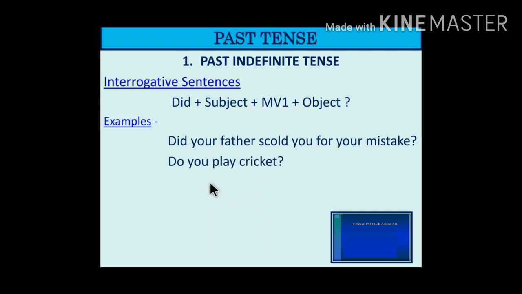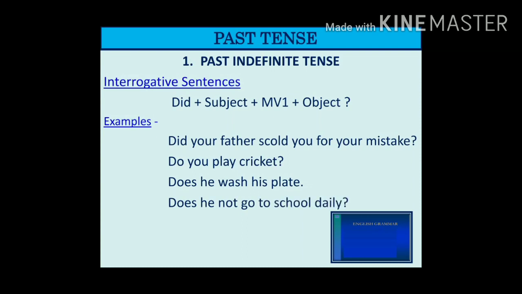Do you play cricket? Now this does indicate that did should be there to indicate that it is a past tense. Do and does will indicate that it is a present tense. So these are not correct examples for past tense. It indicates present tense. Do you play cricket? Present tense. Does he wash his plate? Present tense. So it's not past tense. So that's what you need to know. Does he go to school daily?